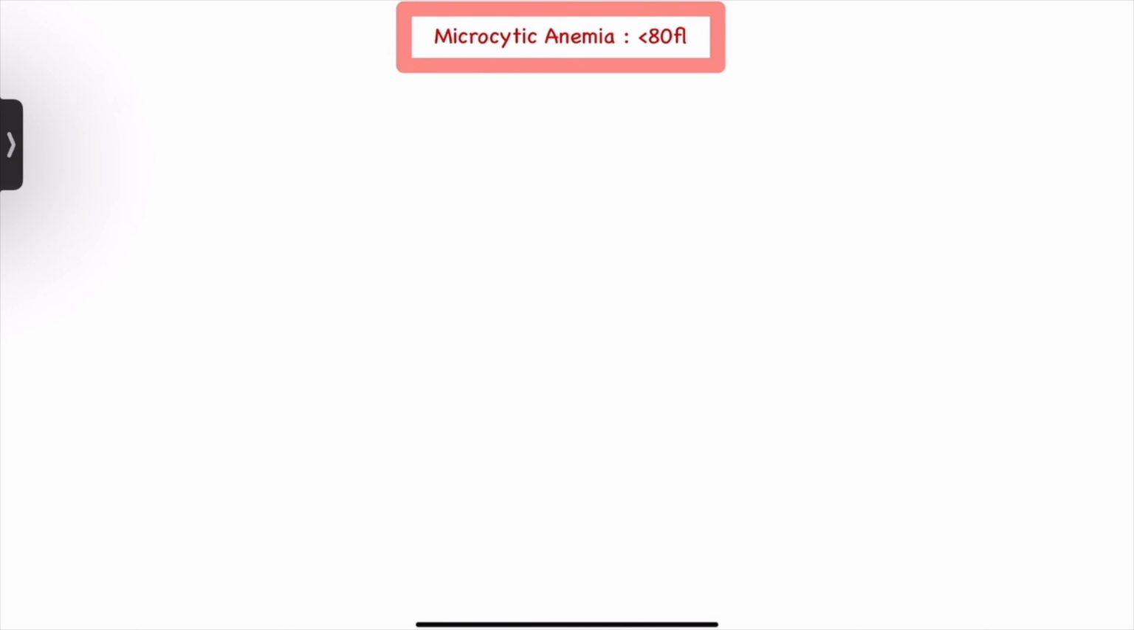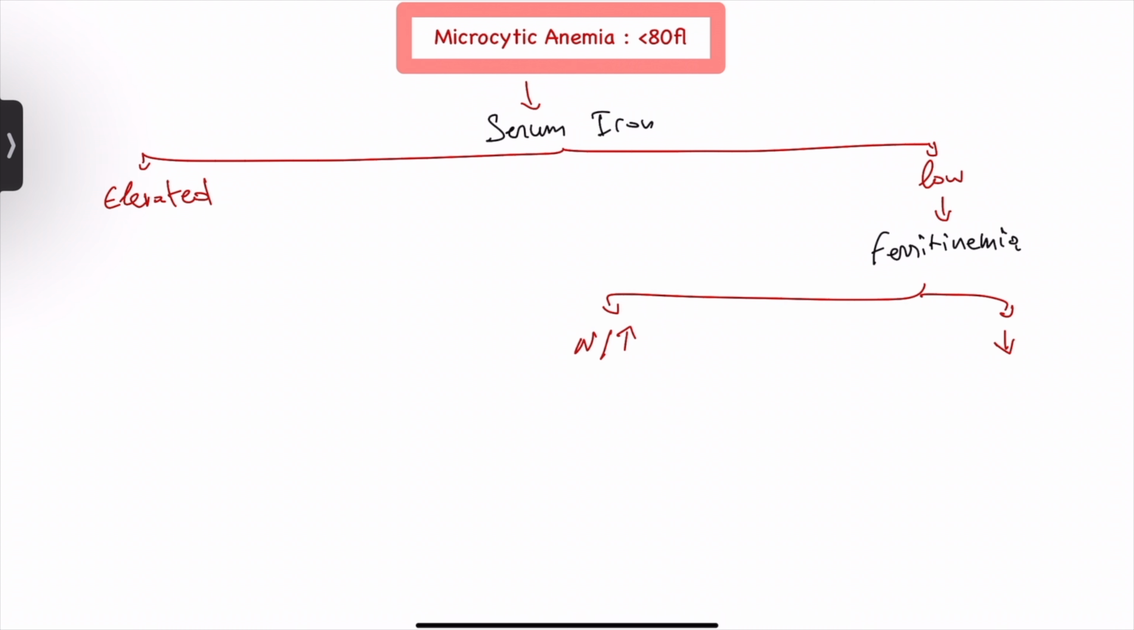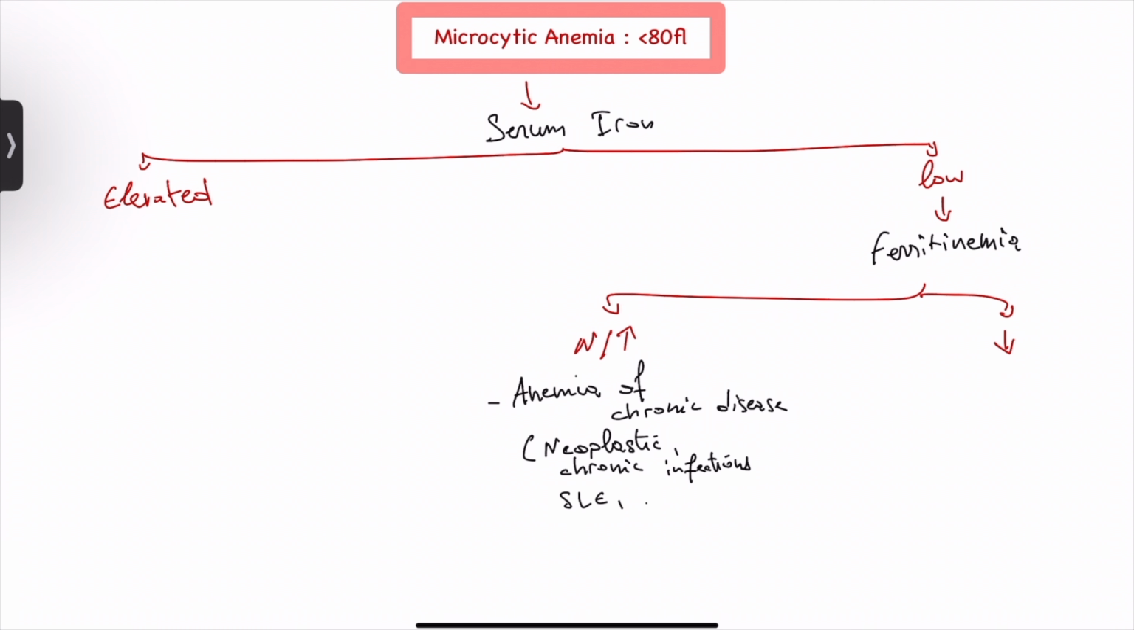Starting with microcytic anemia. First, you'll need to check serum iron. If it's low, continue with ferritin, to distinguish anemia of chronic disease, which has a normal or high level of ferritin. It means all diseases that cause chronic inflammation, such as neoplastic diseases, chronic infections, lupus, rheumatoid arthritis. We'll explain how these types of diseases cause anemia in a detailed video.